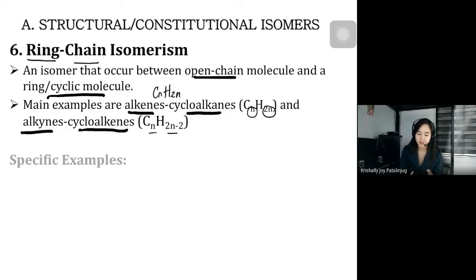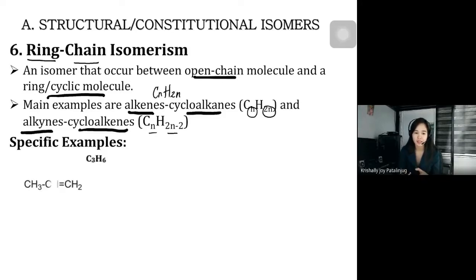So let's have a specific example, C3H6. You could obtain here an alkene, which is propene. That is propene or 1-propene. What is the equivalent cycloalkane of propene? What is the name of the cycloalkane when it has three carbons?